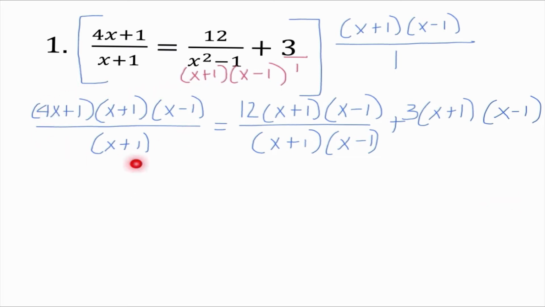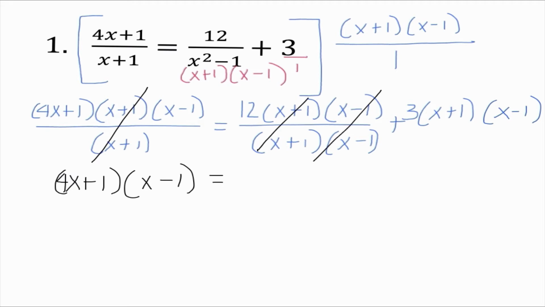Okay, so let's just focus on this first fraction. If we look at that first fraction, I notice these x plus 1s are the same, so I can cancel those out, and I am left with 4x plus 1 times x minus 1. Looking at my next term here, I notice my x plus 1s and my x minus 1s are the same, so I have 12. Looking at our third term, my denominator is just 1, so nothing cancels out, so I have plus 3 times x plus 1 times x minus 1. So what we have successfully done here is eliminate all of our fractions.